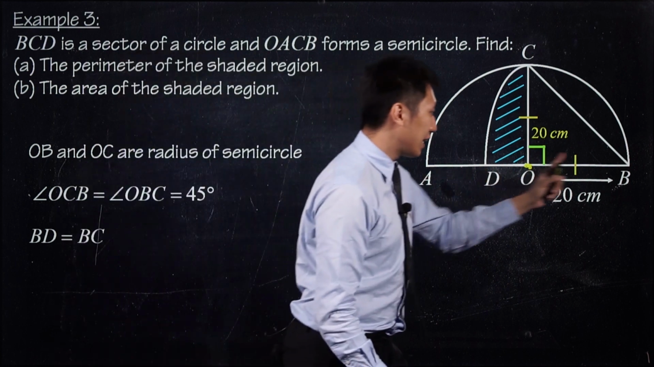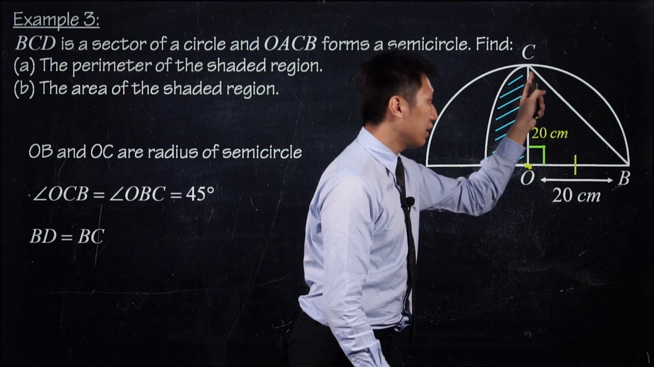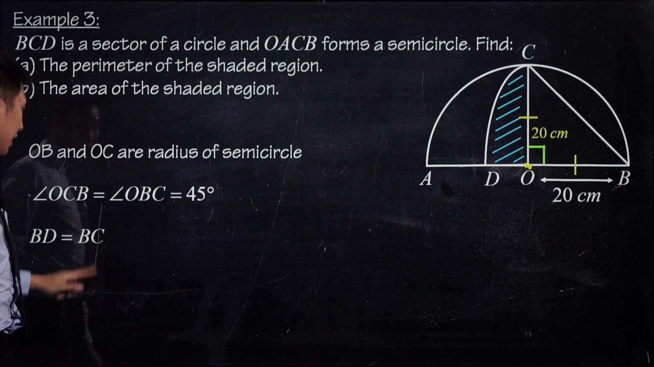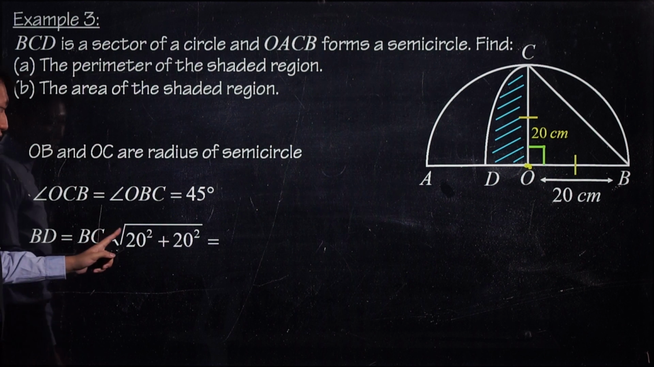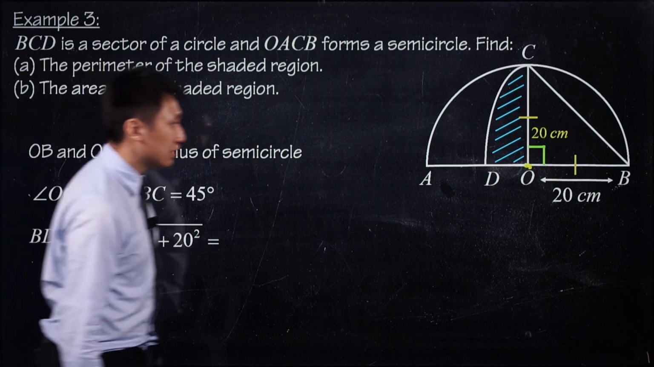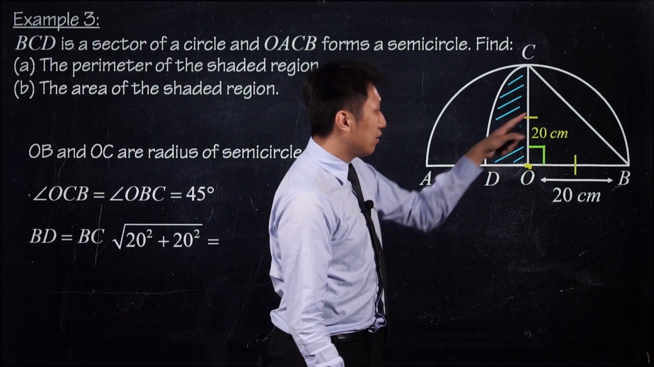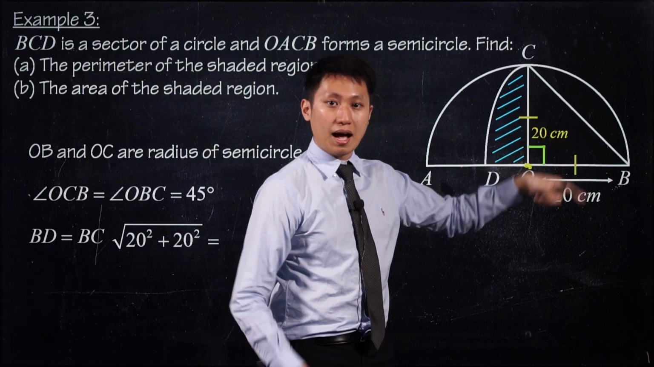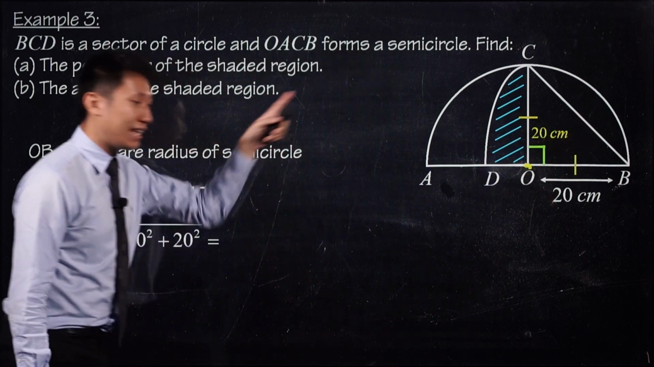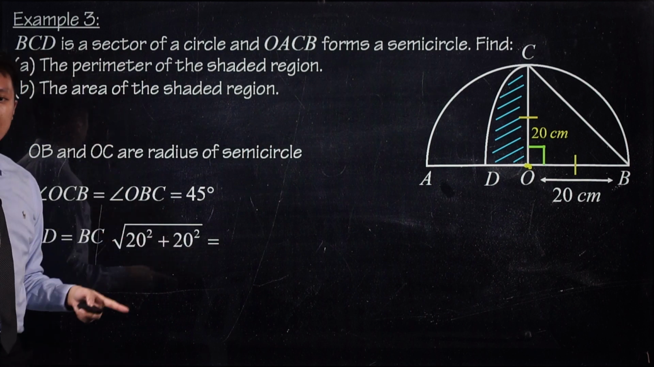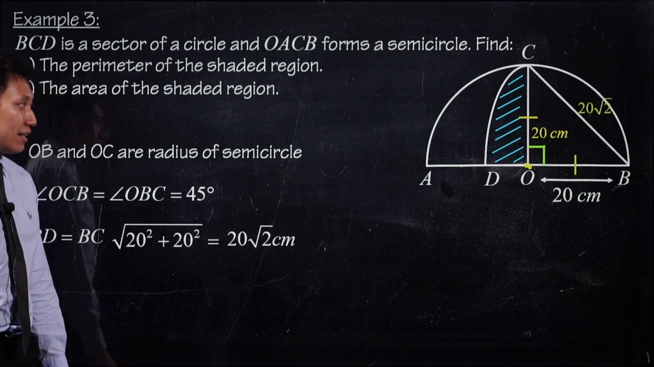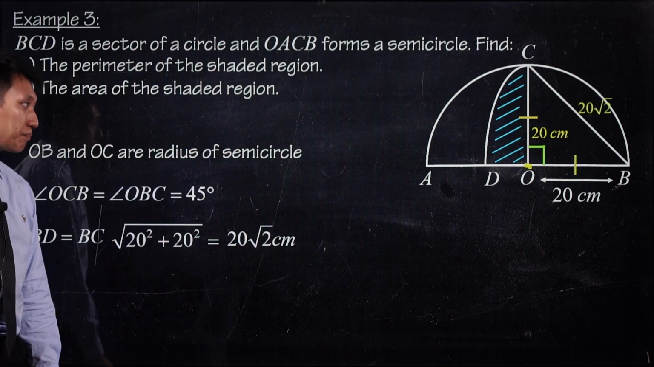Since they will be the same, do you know how to find this one here? That one should be equal to the square root of 20 squared plus 20 squared. Why? Because Pythagoras theorem tells you that this one is the hypotenuse. a squared plus b squared is equal to c squared. That's why that side is the square root of 20 squared plus 20 squared. So you get 20 square root 2 cm.